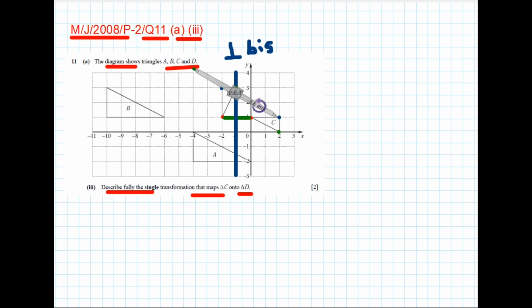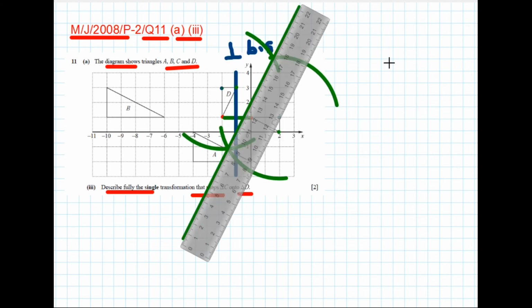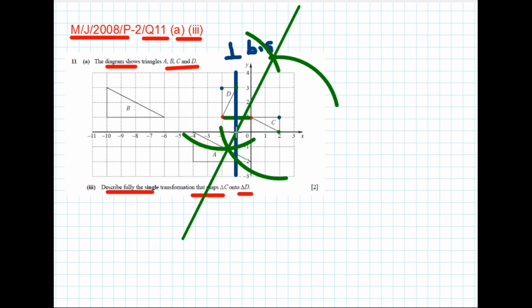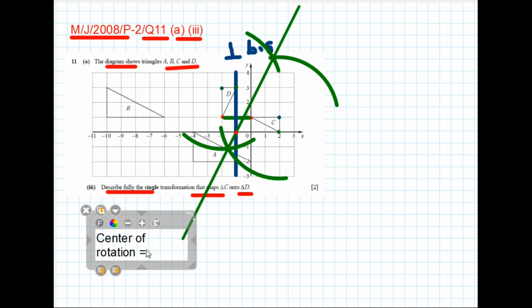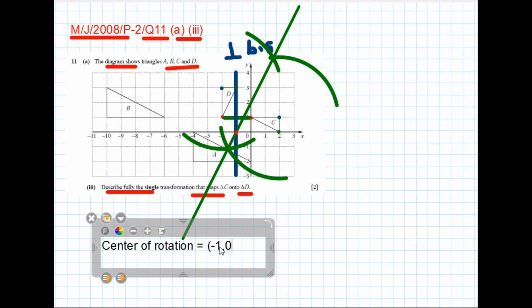Now we use a compass to draw the perpendicular bisector between the blue vertices of triangle C and triangle D, because their distance cannot be divided easily. Since there is more than one perpendicular bisector, the transformation is rotation. The point of intersection of the perpendicular bisectors is (-1, 0), which is the center of rotation as shown.